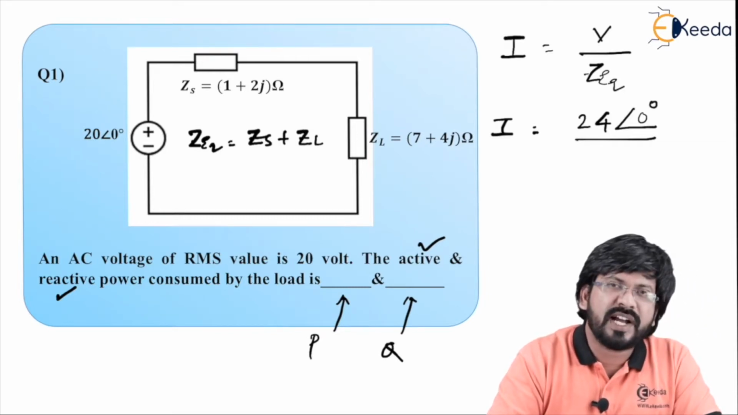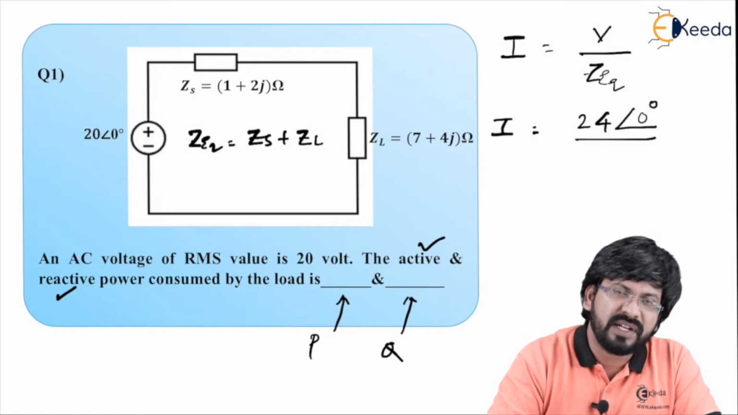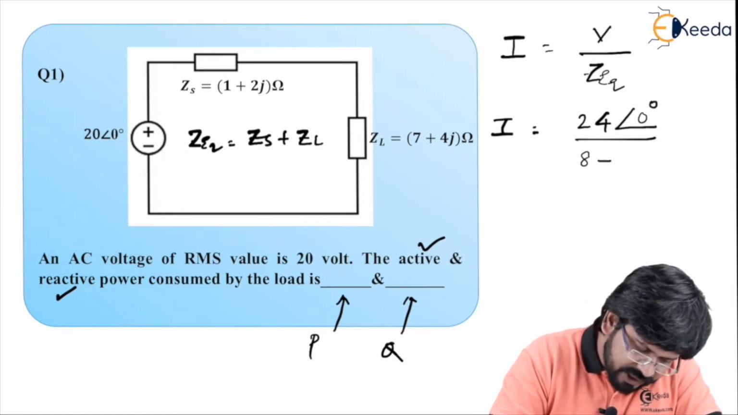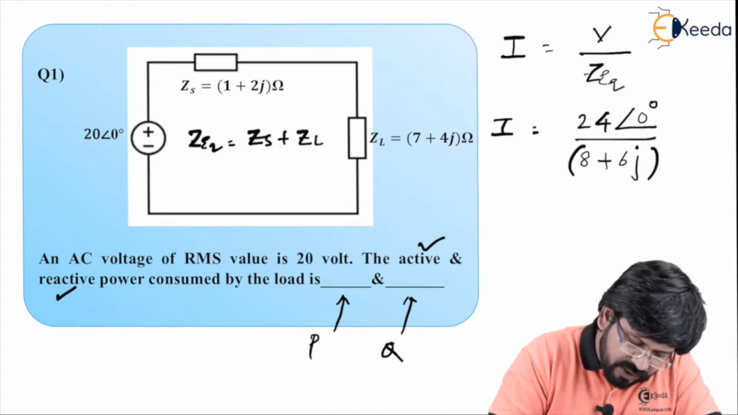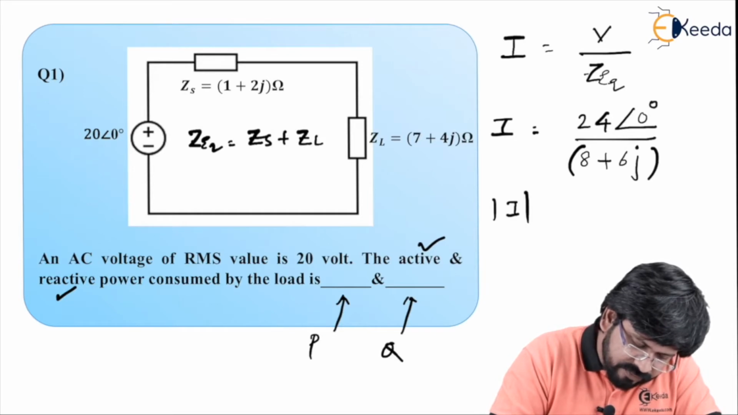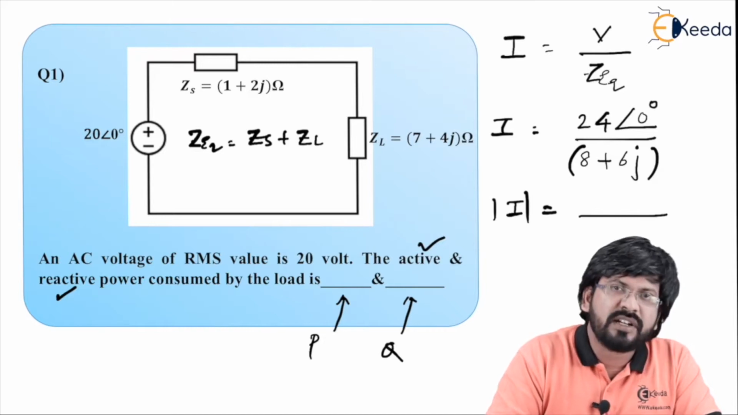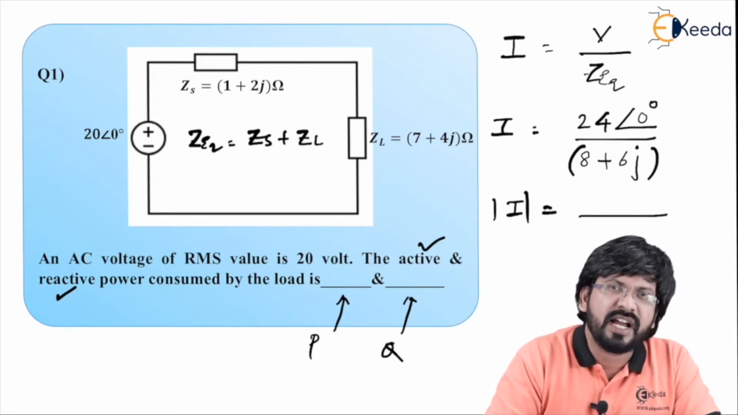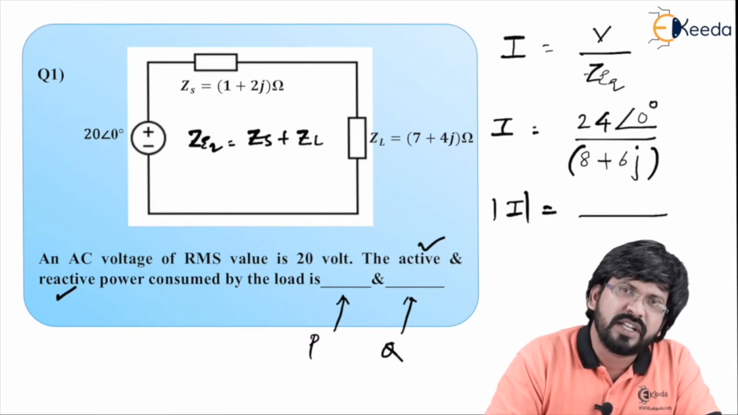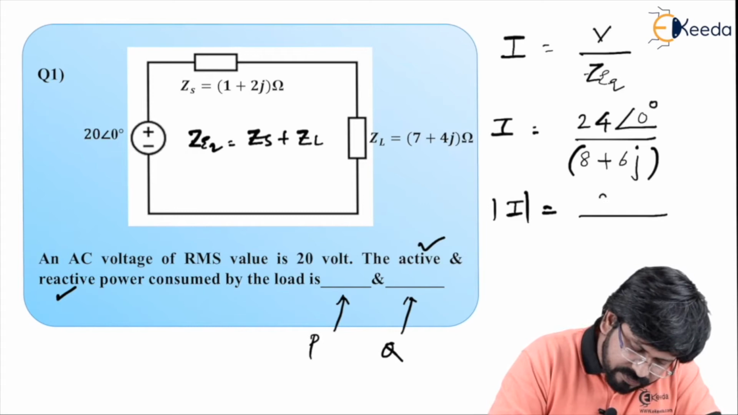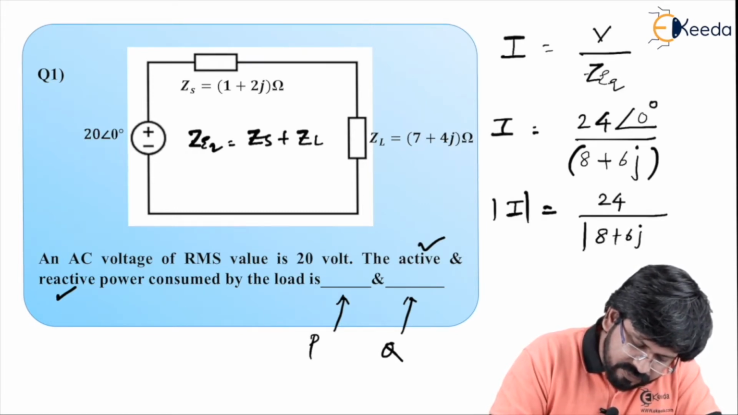So real part gets added, imaginary part gets added. Effectively what I will get is 8 plus 6J. Is that right? Suppose if I want the magnitude of I, then at numerator as well as denominator, at both sides I have to take magnitude. As you could see, the numerator was 24 at an angle of 0 degree. What is the magnitude? It is 24. And I'll take the magnitude of 8 plus 6J.